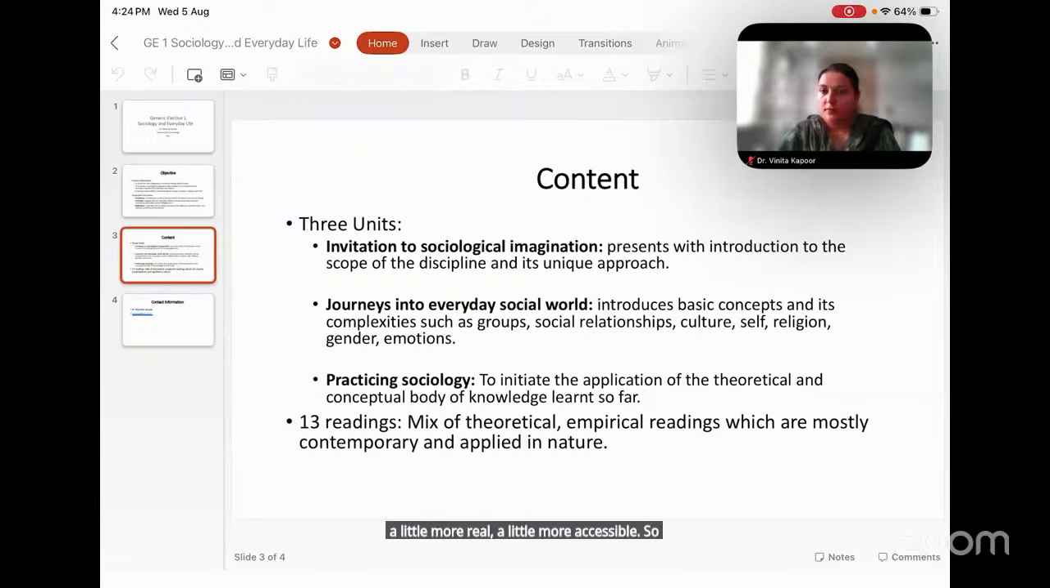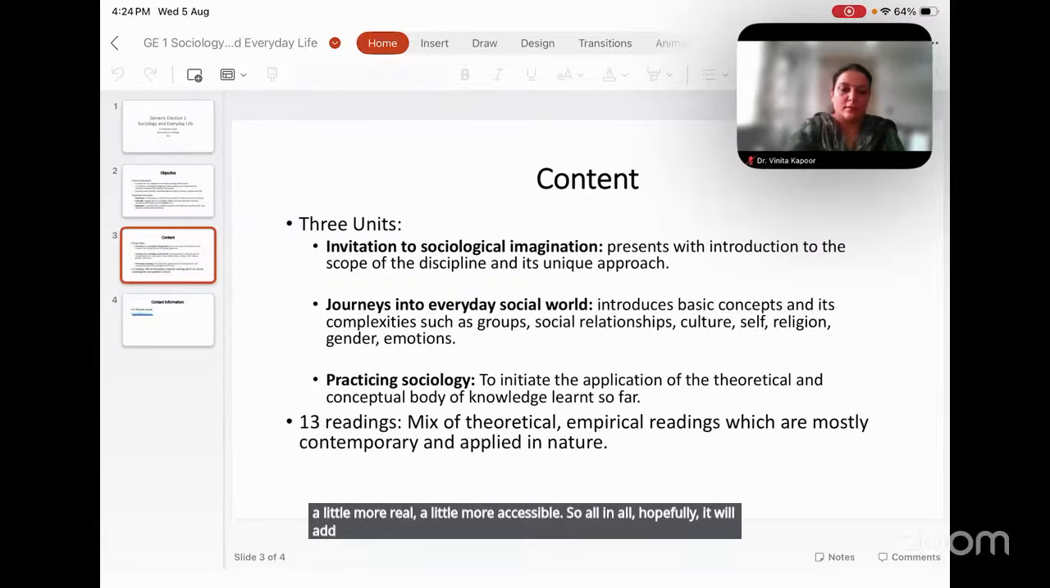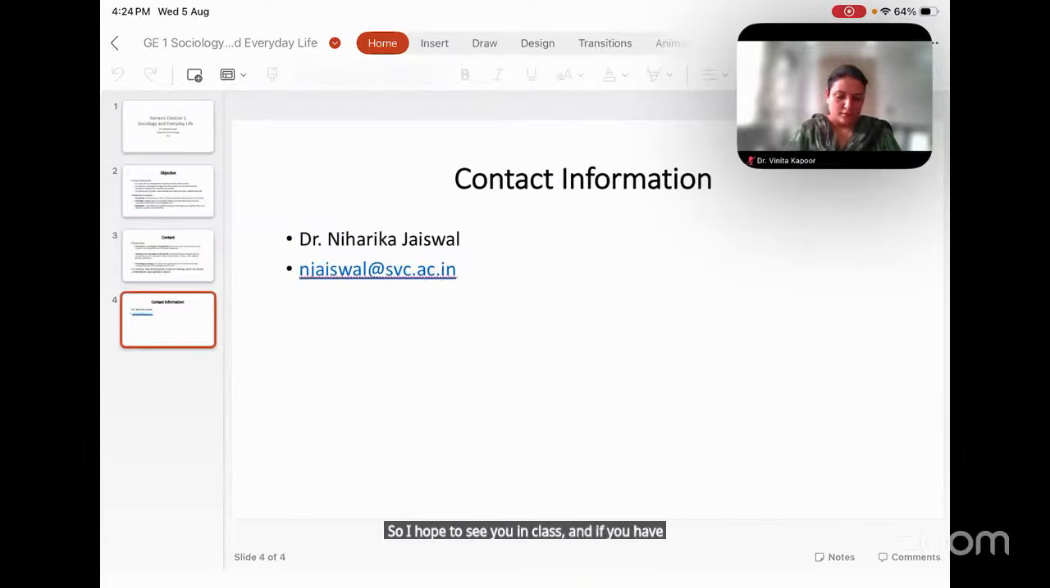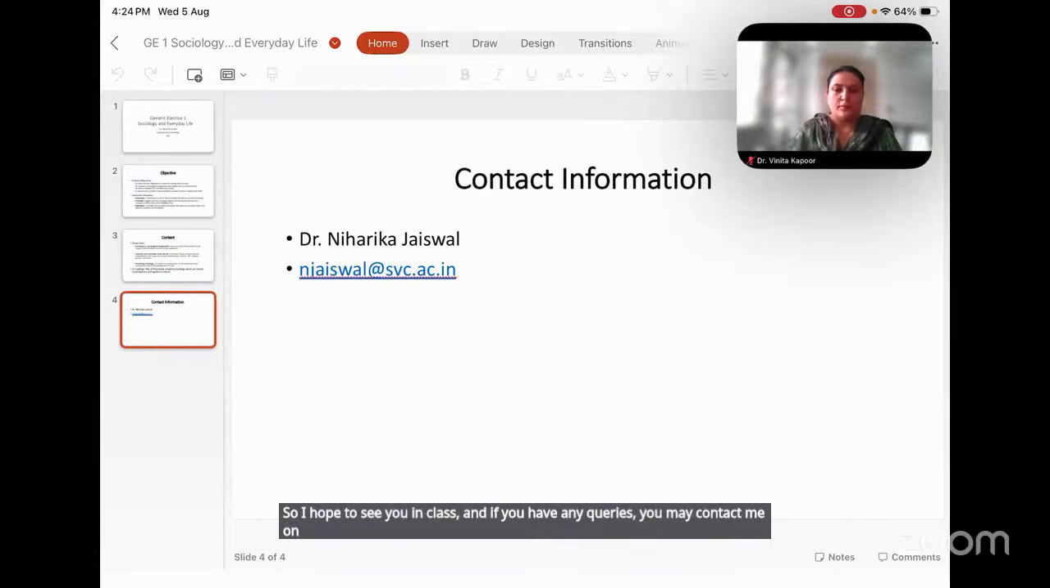So all in all, hopefully it will add another layer to the way you think, and it will be useful to you irrespective of whether you're a social science student or a science student. So that is the promise of this discipline, sociology. It doesn't bore anyone. So I hope to see you in class. And if you have any queries, you may contact me on njaiswal@svc.ac.in or find me in the Department of Sociology.